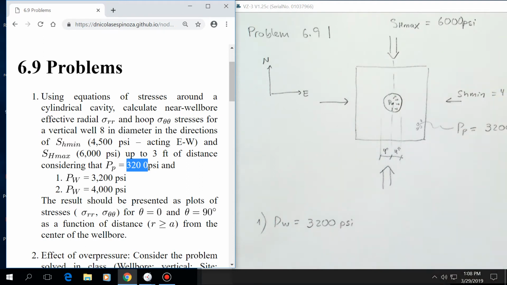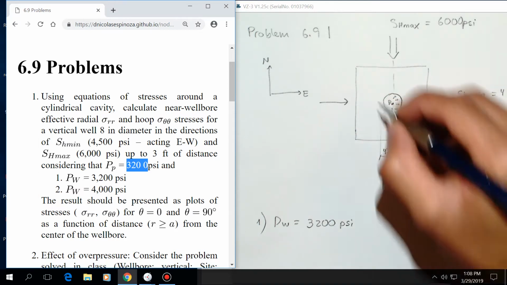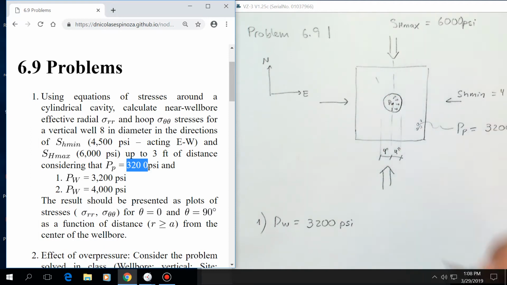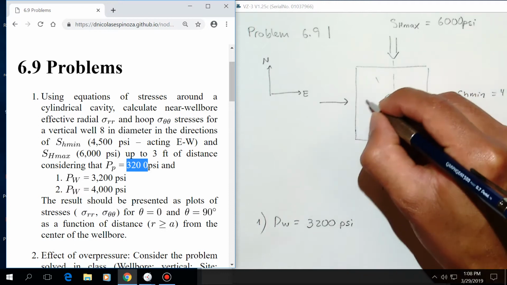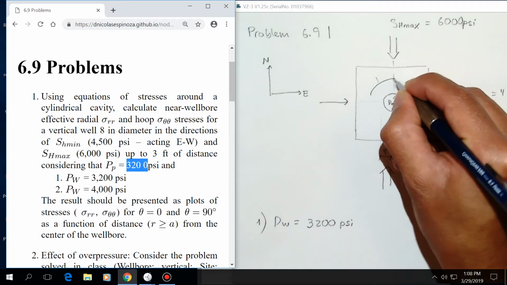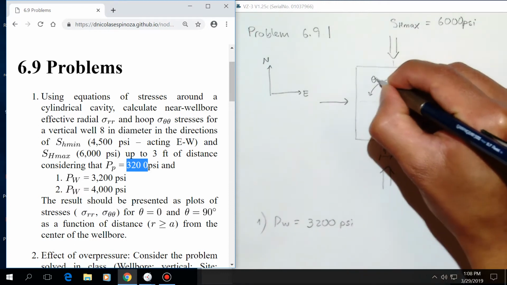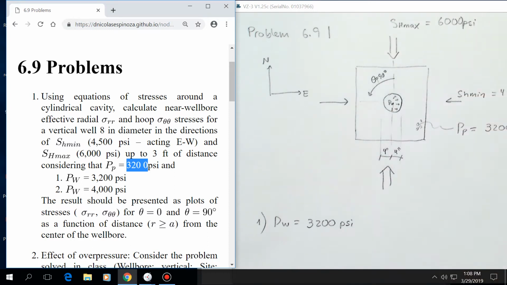Clockwise, it will be saying counterclockwise, but let's make it, because we did before, counterclockwise towards the other stress. So theta is going to be, we have theta 0 and theta 90. So let me do 90. This is going to be theta equal to 90 degrees.